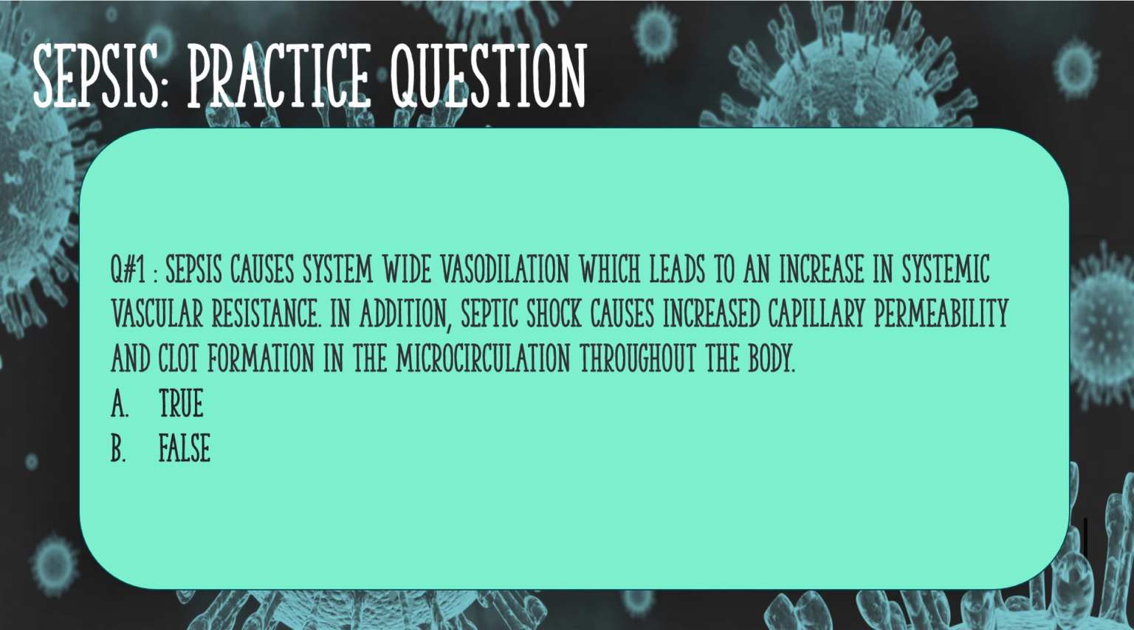But question number 1, sepsis causes system-wide vasodilation, which leads to an increase in systemic vascular resistance. In addition, septic shock causes increased capillary permeability and clot formation in the microcirculation throughout the body. True or false? All right, that answer is true.